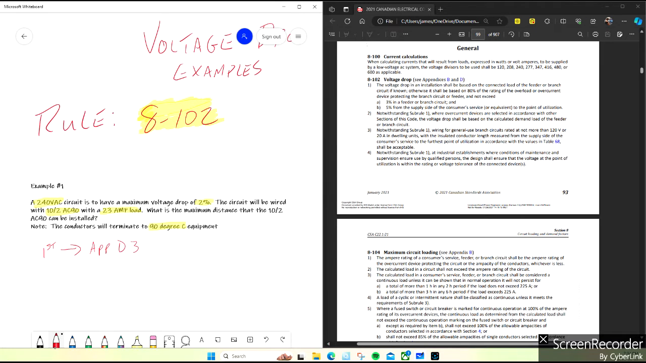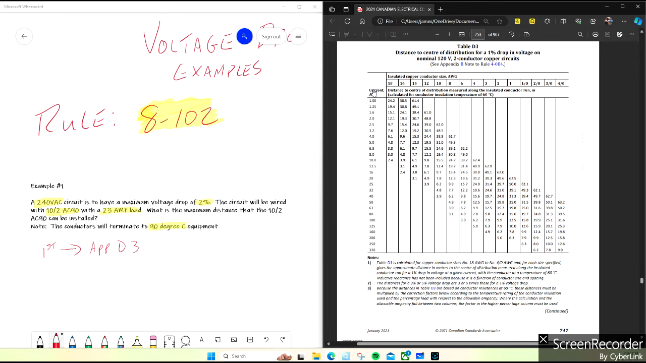All right. So appendix D3. I know I have a load of 23 amps, so if I go down the various loads, you're going to see that we don't have 23. So when you don't have a load that's stated in here, always round up. So we're going to round up to 25.